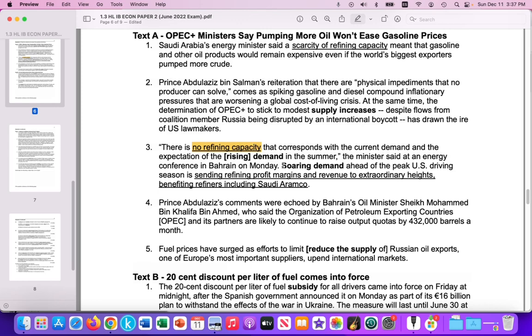It goes on, it explains soaring demand ahead of the peak U.S. driving season is sending refining profits and revenue to extraordinary heights, benefiting refiners including Saudi Aramco. So that is a clear indication that the PED, the price elasticity of demand for petroleum as a primary commodity, is going to be very inelastic, whereas as price rises, profit increases, total revenue increases.